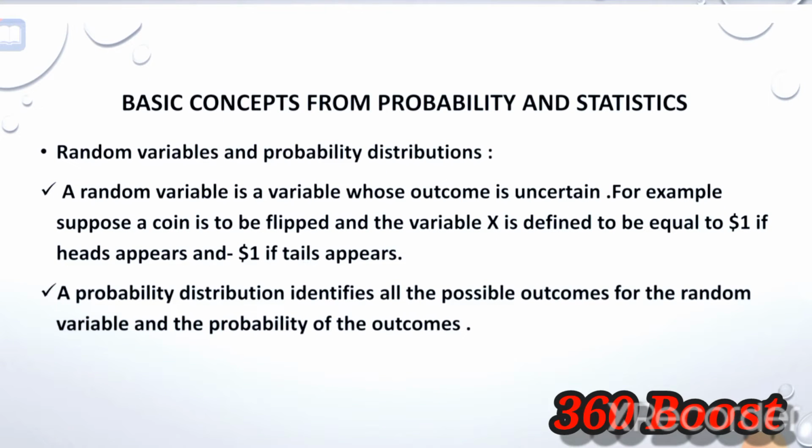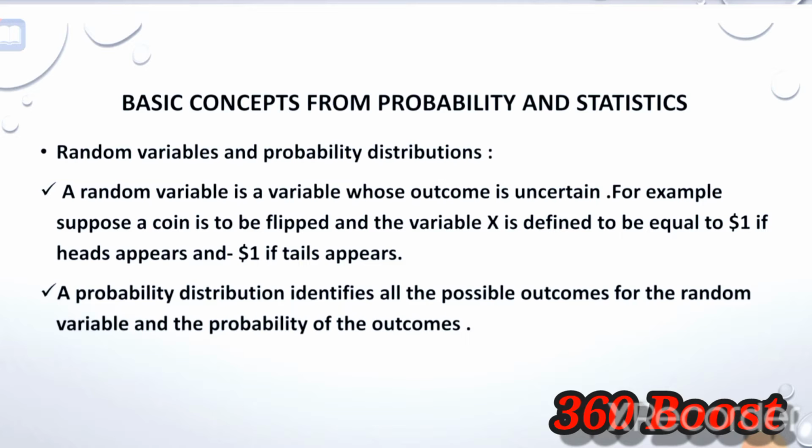Basic concepts from probability and statistics. Random variable and probability distribution. A random variable is a variable whose outcome is uncertain. For example, suppose a coin is to be flipped and the variable X is defined to be equal to $1 if heads appear and minus $1 if tails appear.